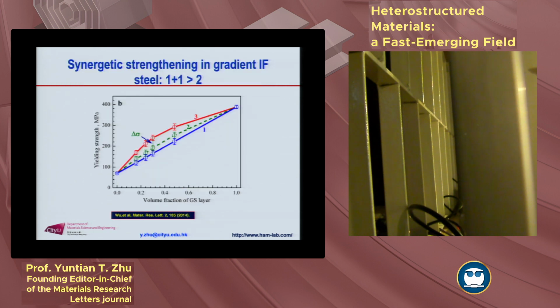And we also tried to slice each layer to measure the strength of each layer. When we add those layers together, it should follow the rule of mixture, the blue line. But when together, they follow this red line. So this is 1 plus 1 larger than 2. So together, because of their interaction, interactive coupling, it has extra strength there.